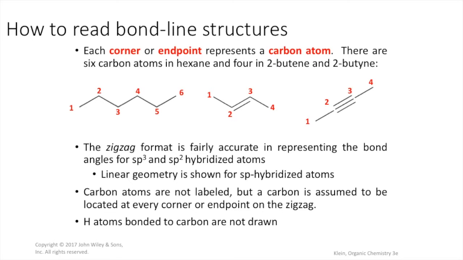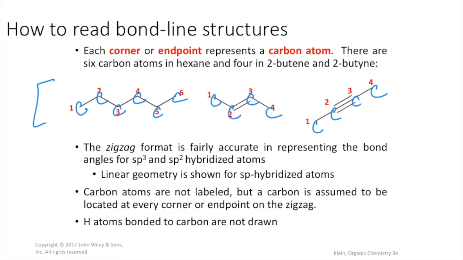So let's go over the rules for reading bond line structures. Each corner or endpoint represents a carbon atom. If we look at this first example, there's a carbon atom here, here, here, here, here, and here. Also, if we look at this alkene, this double bonded structure, there's a carbon here, here, here, and here. And then finally, there's a carbon at 1, 2, 3, and 4.